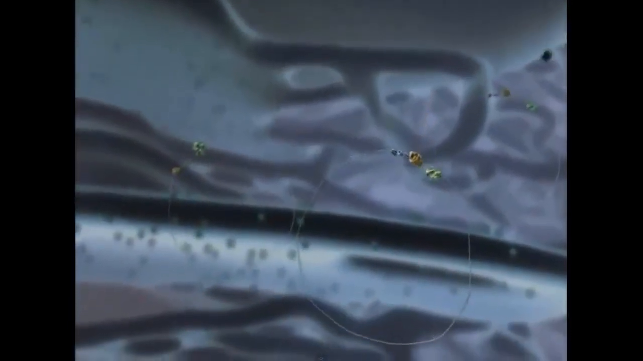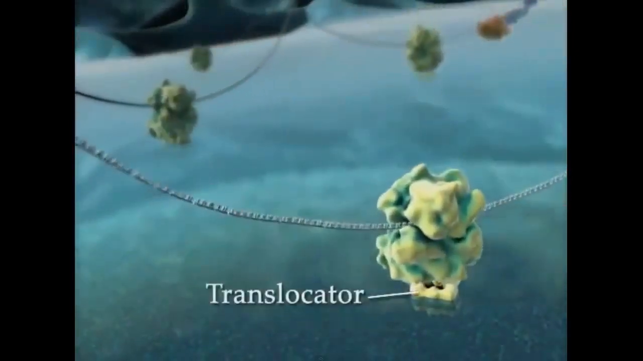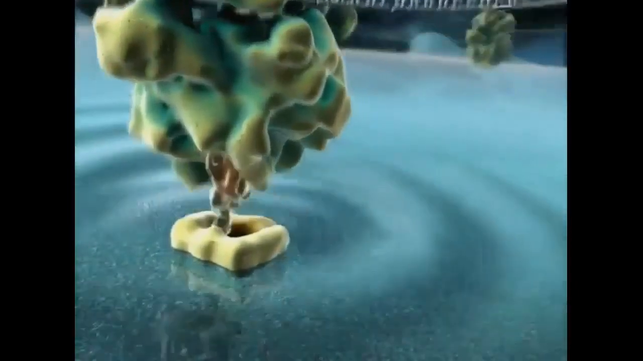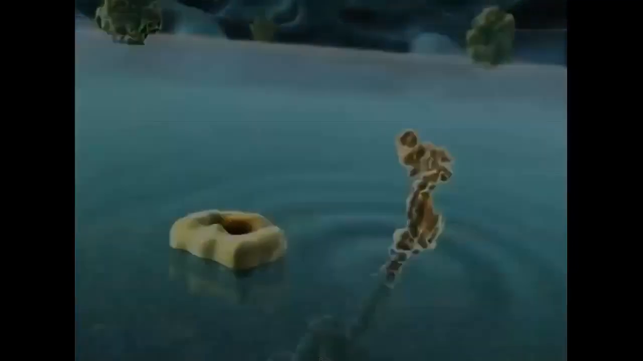The synthesis of cell-secreted and integral membrane proteins is initiated by free ribosomes, which then dock to protein translocators at the surface of the endoplasmic reticulum. Nascent proteins pass through an aqueous pore in the translocator. Cell-secreted proteins accumulate in the lumen of the endoplasmic reticulum, while integral membrane proteins become embedded in the endoplasmic reticulum membrane.